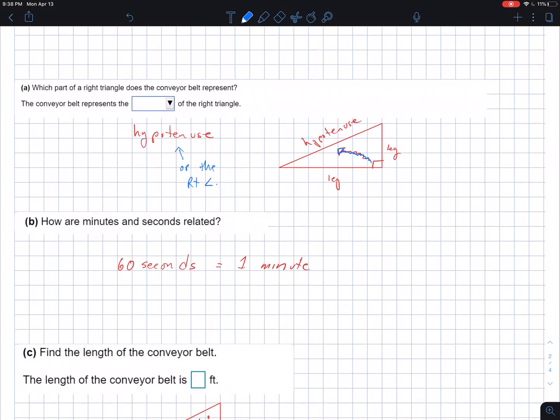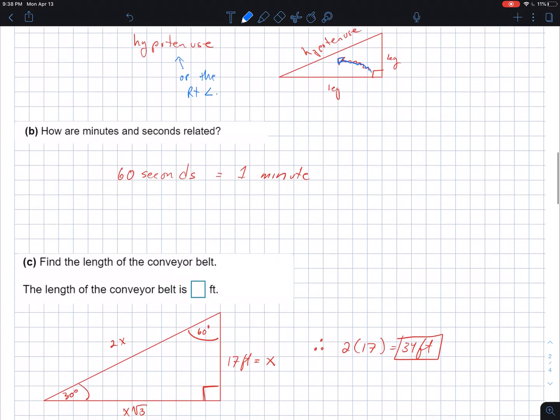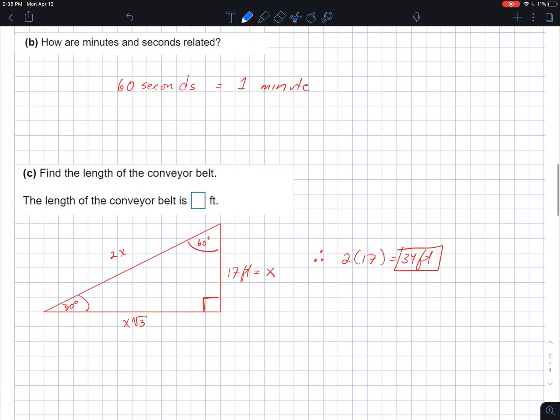B, how are minutes and seconds related? 60 seconds equals 1 minute. I think that's okay, right? 1 minute equals 60 seconds. C says find the length of the conveyor belt. Well, I drew the regular triangle out, the 30-60-90. I labeled the shorter side that we had, which was x. So all I have to do to find the distance for the conveyor belt is to take 2 times the value of the smaller side, which is x. So I took 2 times 17, came up with 34 feet. So the conveyor belt is 34 feet.